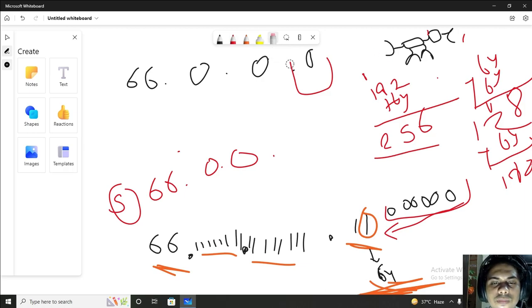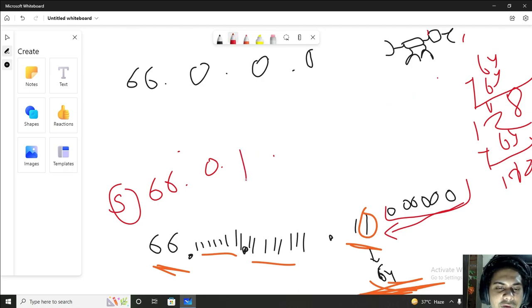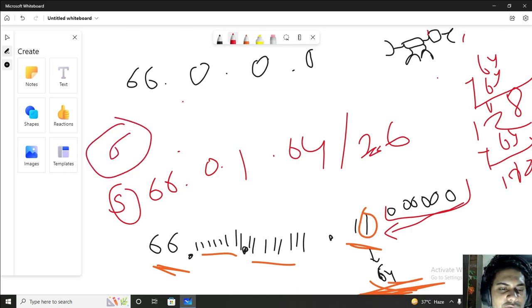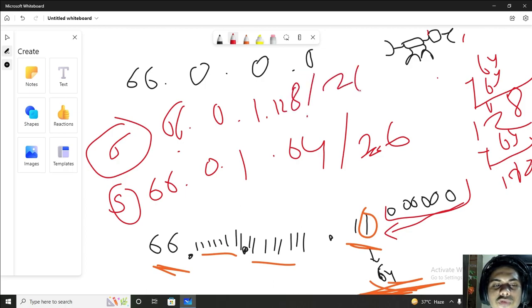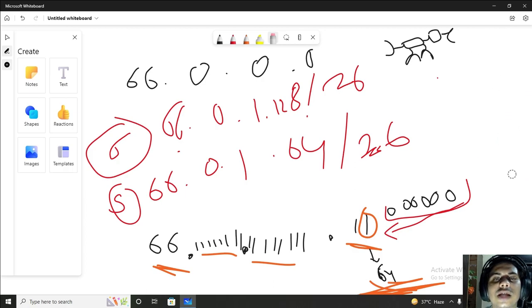So what you can do here is make one here and start again from 64 and /26. So this will be your fifth one, and the sixth one will be 66.0.1.128/26. So this is your sixth network. Let me rub this as well. Now I think you all understand how to do subnetting.